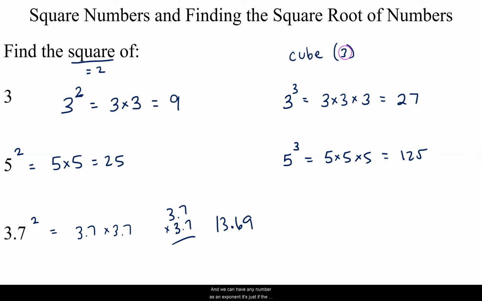And we can have any number as an exponent. It's just if the number is 2, we say we're squaring our base. If the number is 3, we're saying we're cubing our base. So let's just say we had 3 as our base and 4 as our exponent. We would say this is 3 to the power of 4, which is 3 times 3 times 3 times 3, or 81.